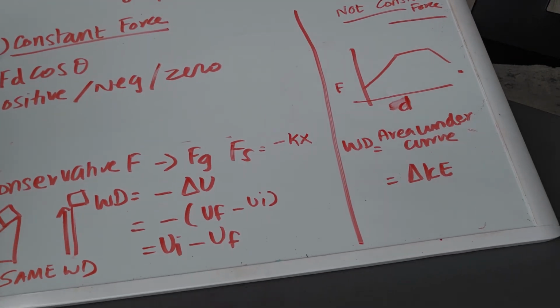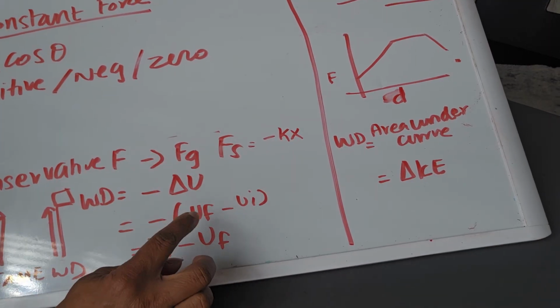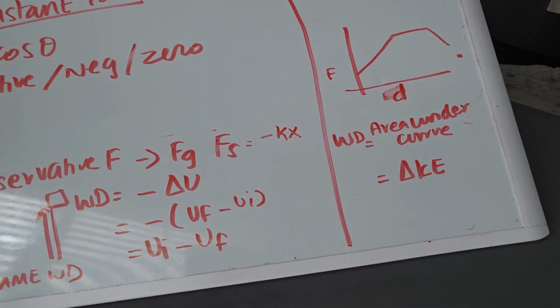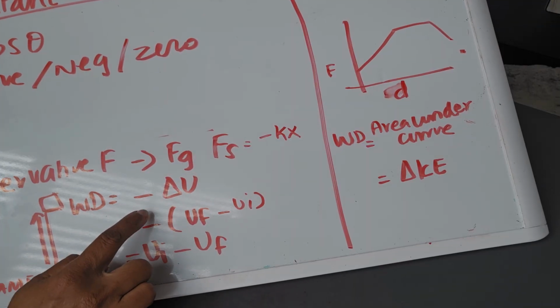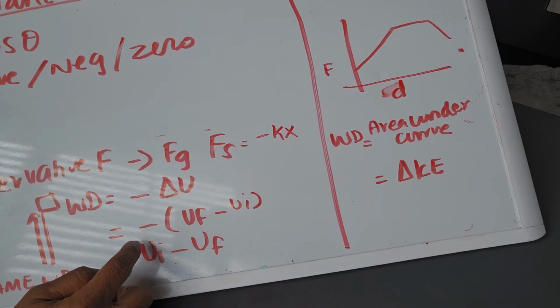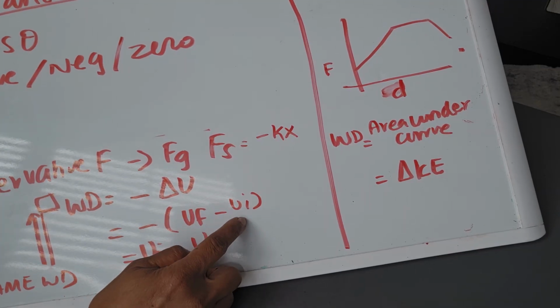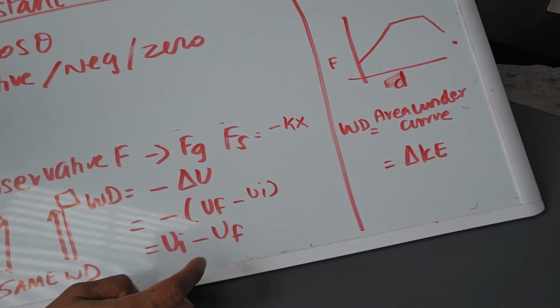Then there is work done by conservative forces. Conservative forces are your force of gravity and spring force. Keep in mind spring force is negative kx, and the work done here is given by the change in potential energy. Conservative forces' work done is the change in potential energy, given by negative U final minus U initial, or when you distribute it, U initial minus U final.